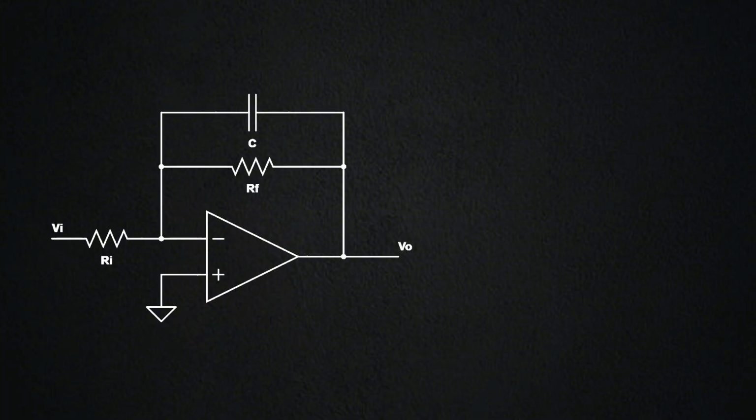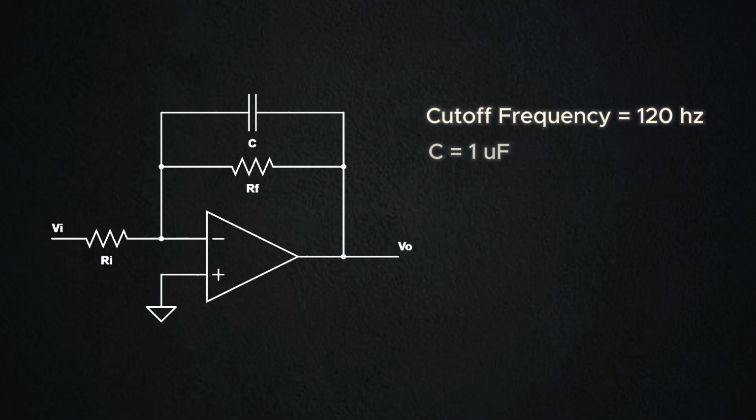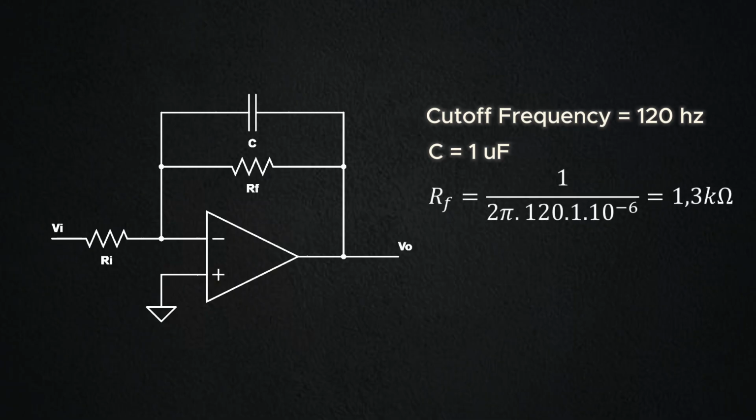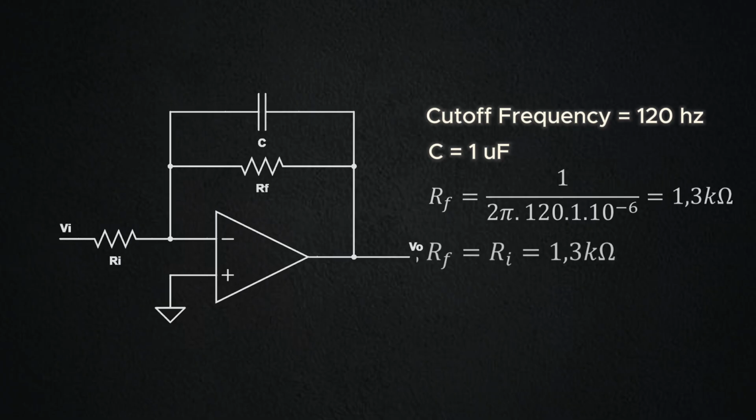In this example, let's consider a cutoff frequency of 120 Hz. We set the capacitor to 1 microfarad. With that, we can directly calculate the resistor RF, which comes out to approximately 1.3 k ohms. Now, if we want a unity gain, we just need to make RF equal to RI, since the gain is determined by their ratio. And there we have it, a simple active low-pass filter tuned for both frequency and gain.